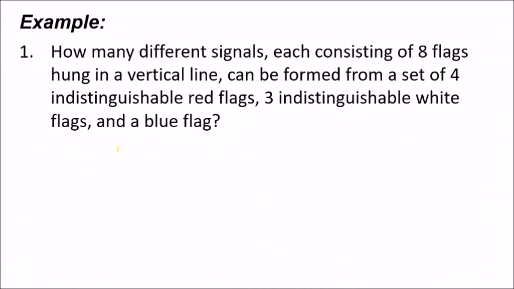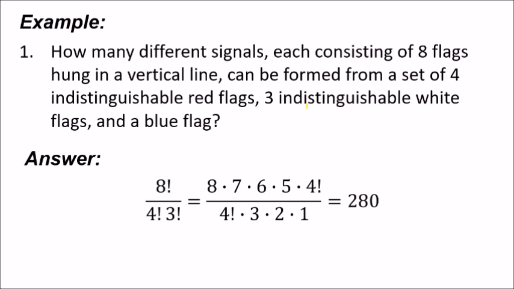For our example, we have here: how many different signals, each consisting of 8 flags, hung in a vertical line, can be formed from a set of 4 indistinguishable red flags, 3 indistinguishable white flags, and a blue flag? Yung 4 dito are alike, 3 are also alike. So we can apply the formula. We can just have 8 factorial all over 4 factorial times 3 factorial times 1 factorial sana ito, but we don't have to write times 1 factorial here kasi pareho lang din naman yun.